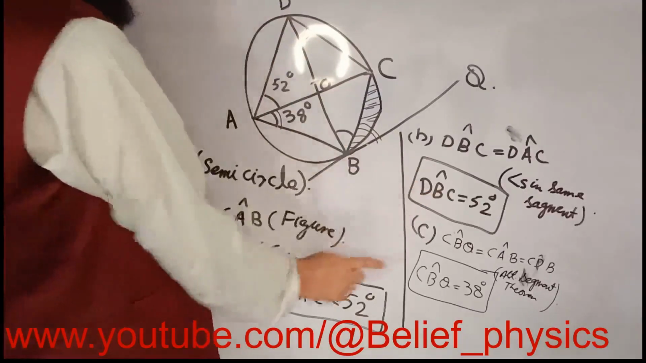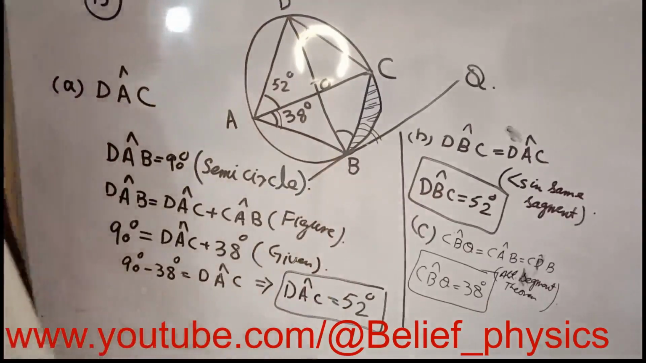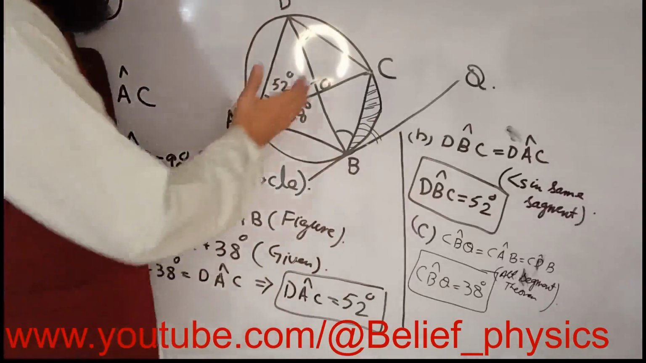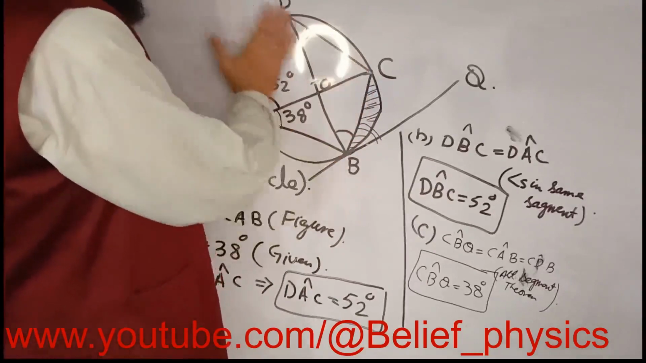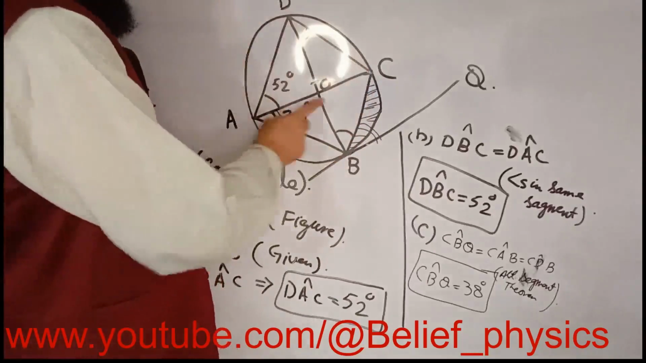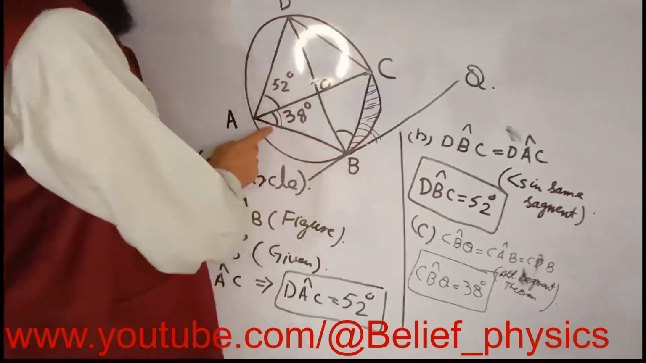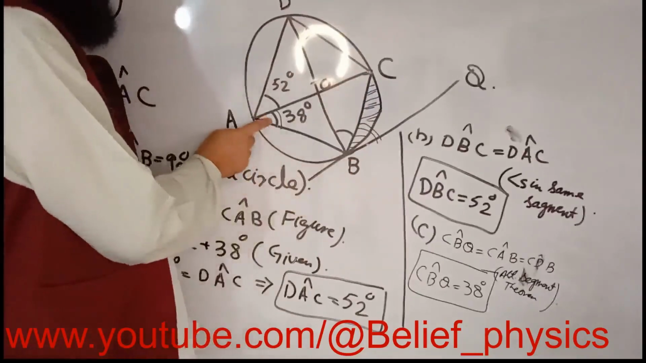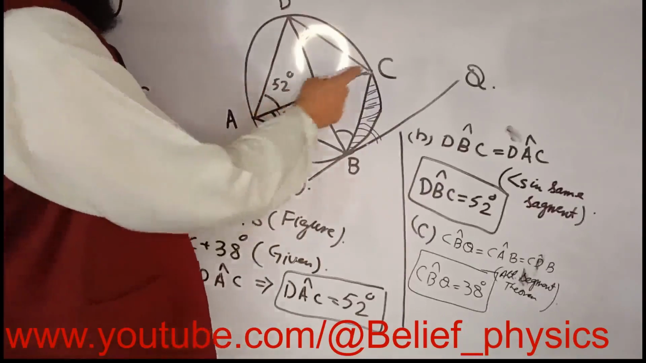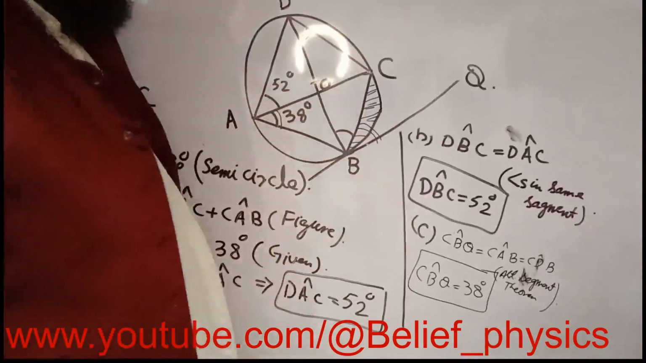Next was the alternate segment. We have to find CBQ. CBQ was the angle made by CB with the tangent. So the angle made by CB in the alternate segment will also be equal to CBQ. This angle is 38 because it is the angle subtended by CB in the alternate segment. Therefore, CBQ will also be equal to 38 degrees.